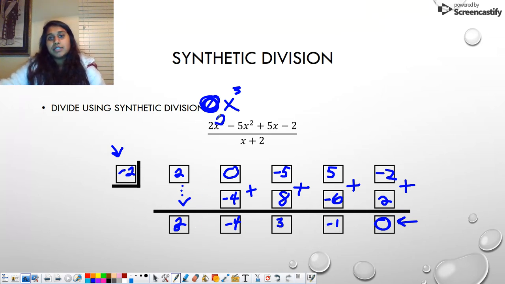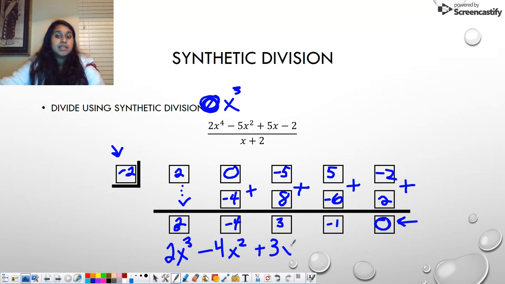Well, I look at my highest degree. My highest degree up here is the number 4. And then I take minus 1. That's it. So I'm going to start with x cubed. So I bring this number down: 2x cubed. I bring this number down: minus 4. What's the next one? X squared. I bring this number down: 3. What's the next kind of x? X to the first. I bring this number down: minus 1. And there's x to the 0th power.